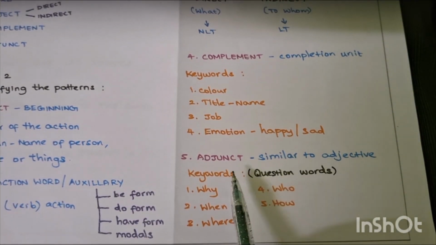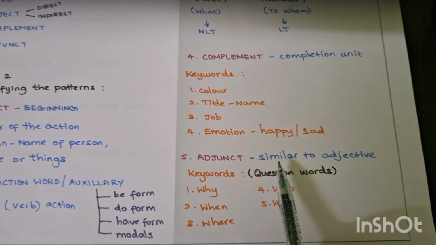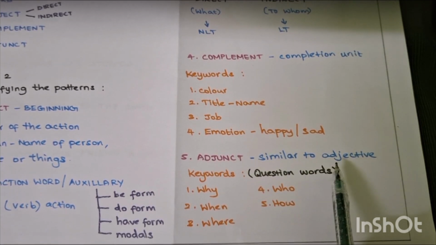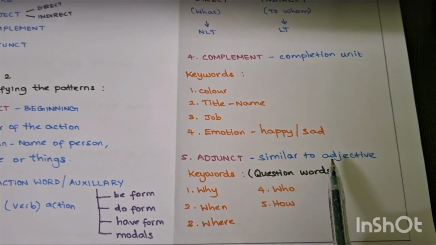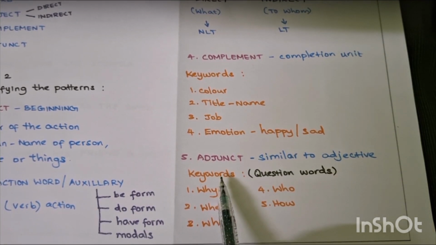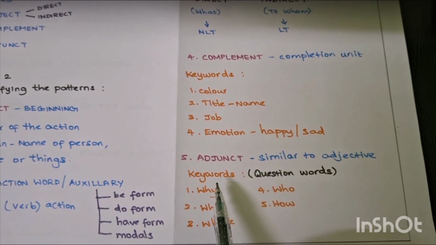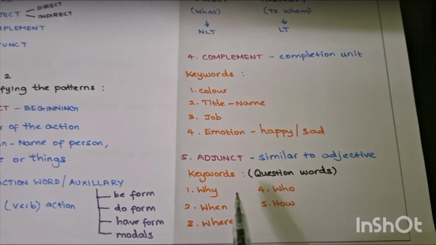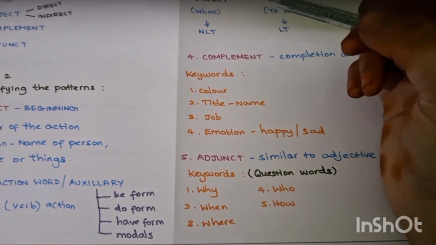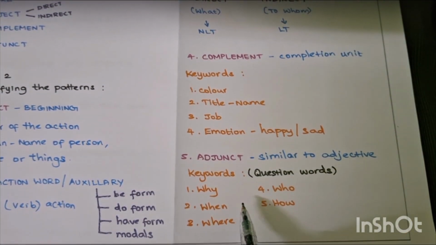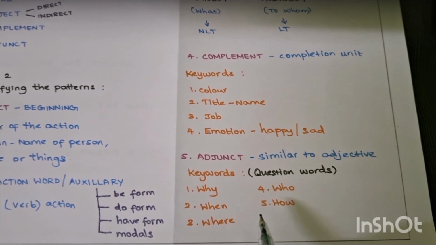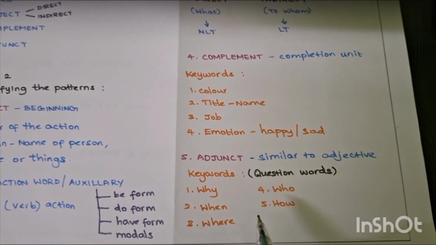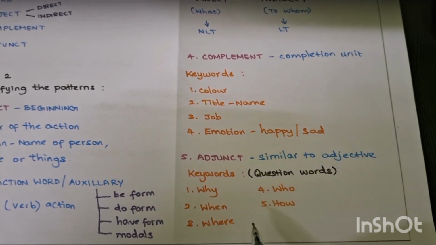The last pattern of the sentence pattern is adjunct. It is also known as additional unit and it is similar to adverb but not exactly the same. It also includes some keywords, like complement. We can identify this using these keywords, or we can say question words, because it includes all WH questions except what, because what falls under object. So why, when, where, who and how are the keywords for adjunct. We can easily identify the adjunct using these 5 keywords because it answers those 5 questions.